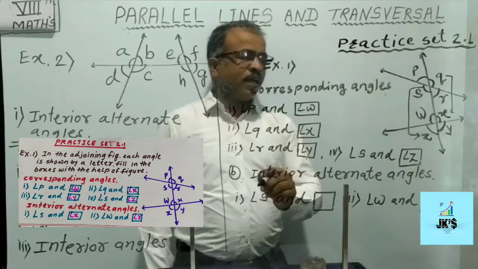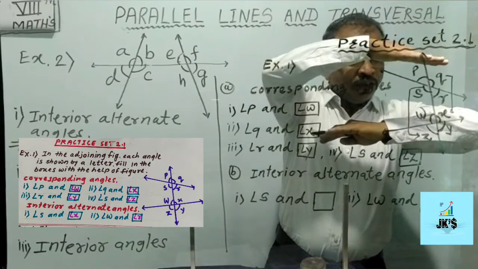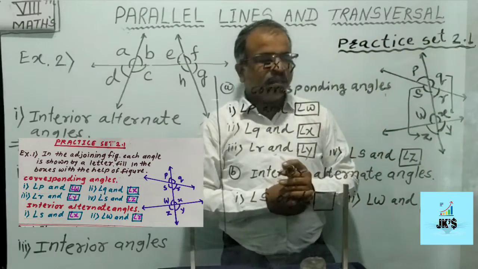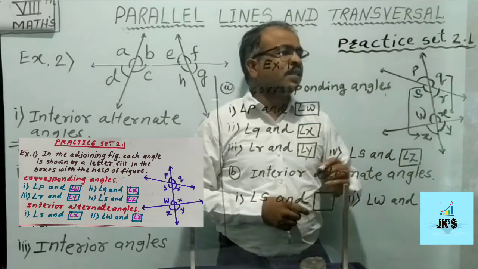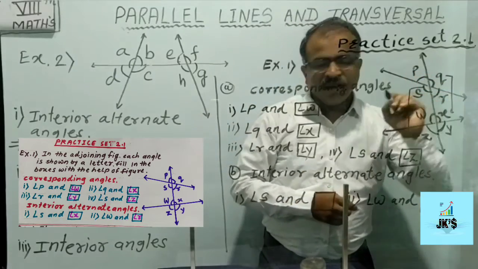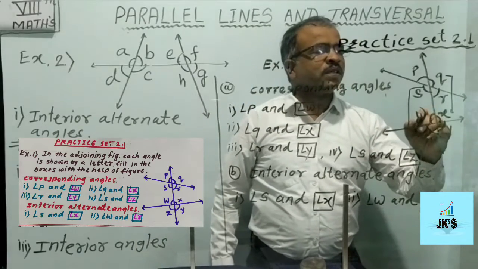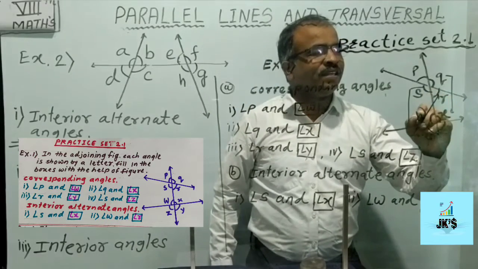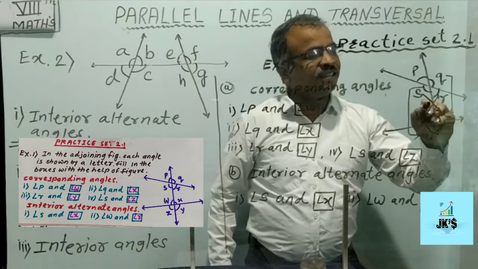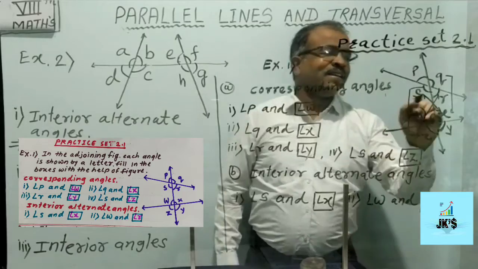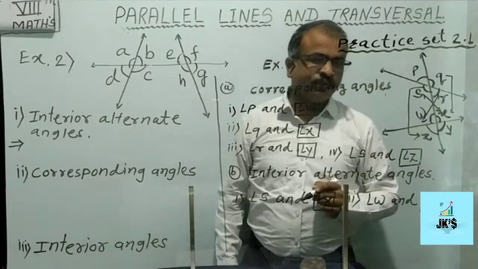Then second part, interior alternate angles. Interior means in between the two lines, and alternate means lying on the opposite side of the transversal. The first is angle S and angle X. Angle W, its alternate angle is R. Angle R. Angle S, angle X. Angle W, angle R. These are the interior alternate angles.